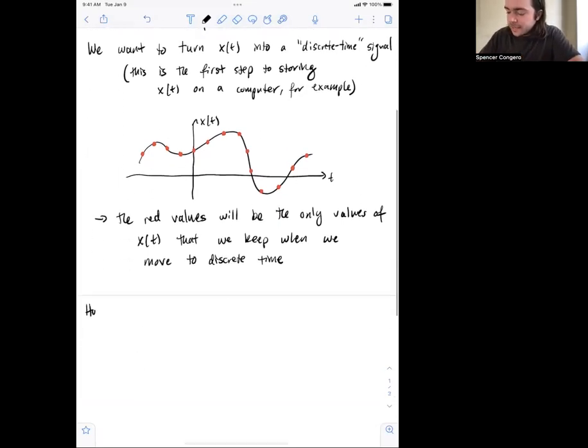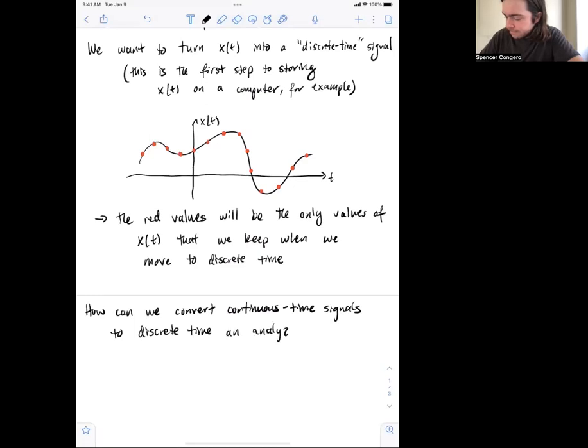Okay, so the question is, how can we actually do this? How can we convert continuous time signals to discrete time and analyze them? And that is what the process of sampling does. So that's what we're going to talk about. Sampling is the process of taking a continuous time signal and only looking at it at certain locations, only keeping around certain values of that signal. That's what sampling is.